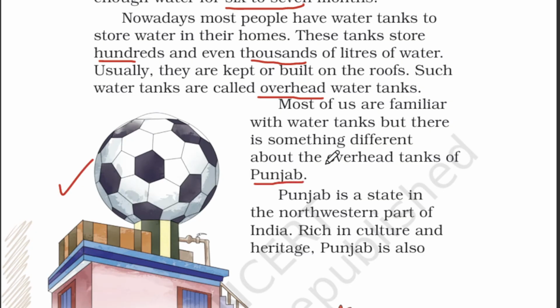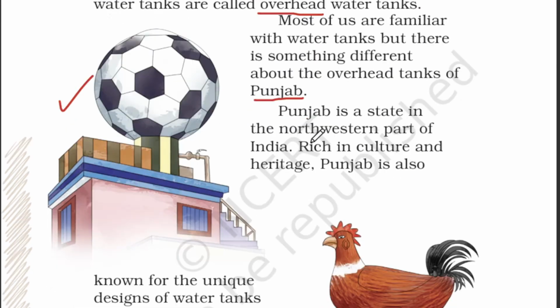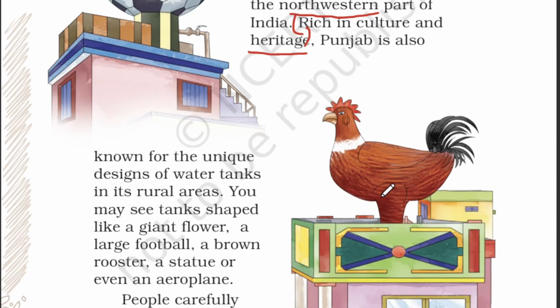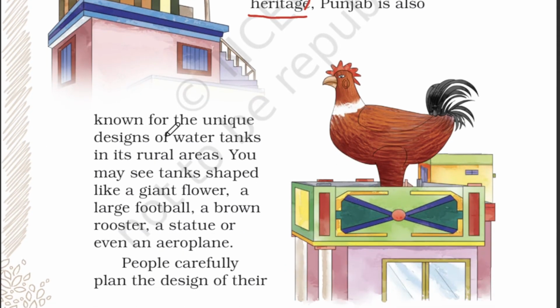In other states like Tamil Nadu, Kerala, Andhra Pradesh, we have water tanks, but in Punjab, it is something different. Okay, let's see what is different here. Punjab is a state in the northwest part of India, rich in culture and heritage. Punjab is also known for the unique design of water tanks in its rural area.